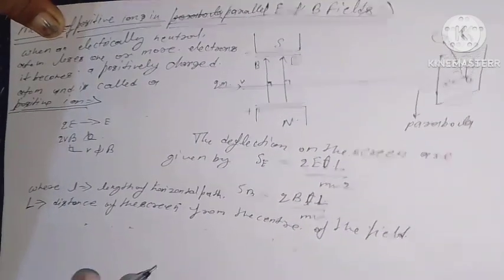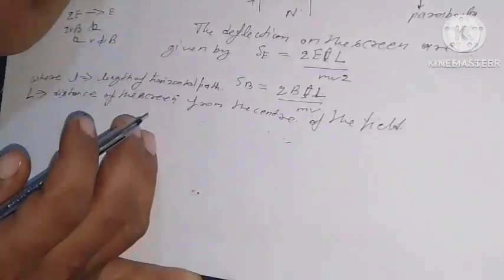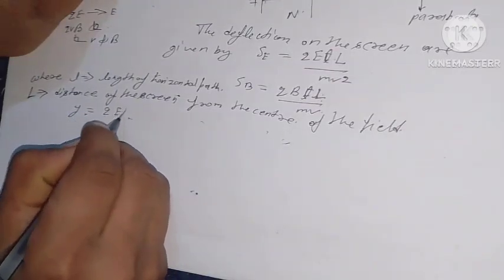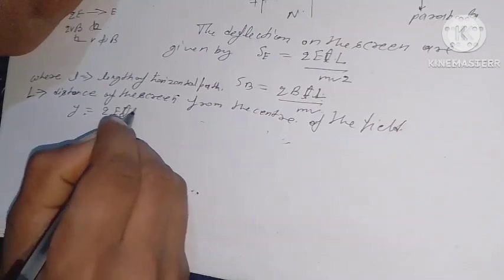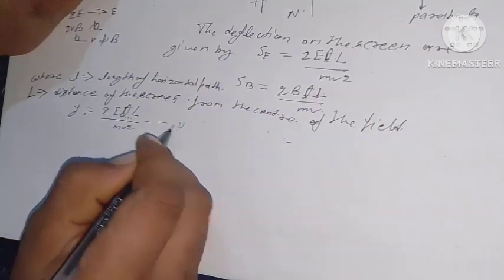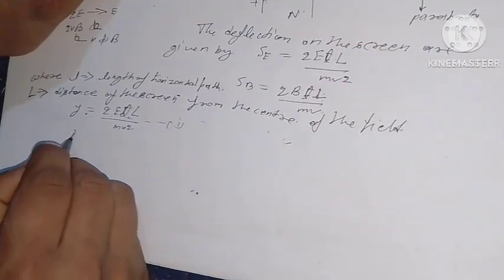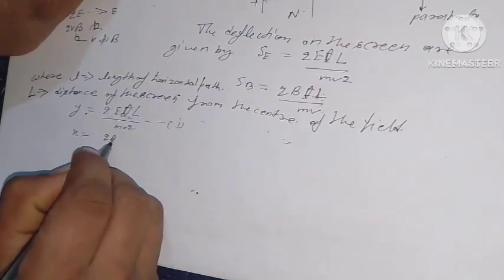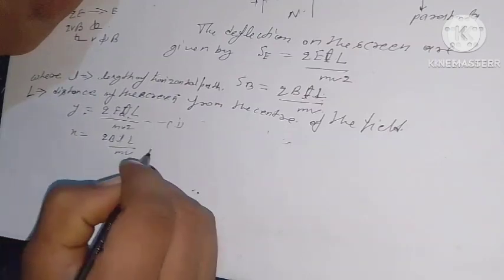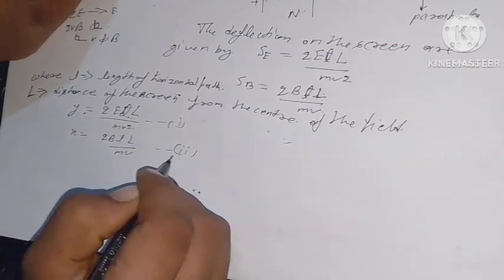Okay, then the first point is y = qE l L / mv². This is equation number one, and x = qB l L / mv. This is equation number two.